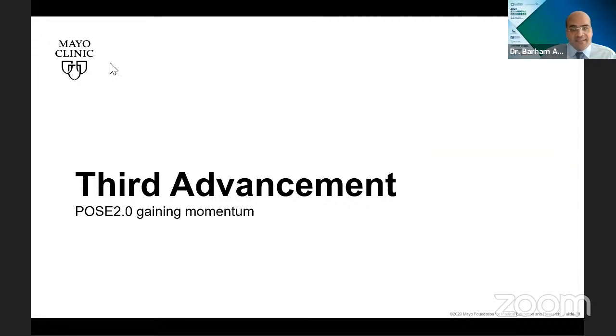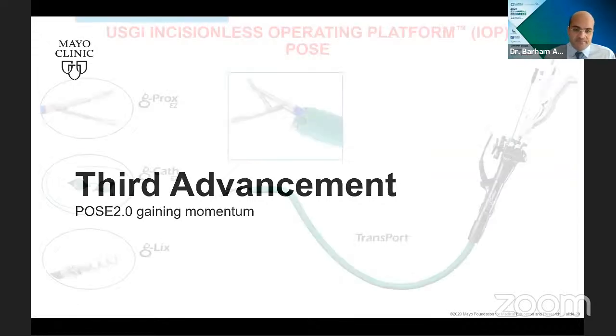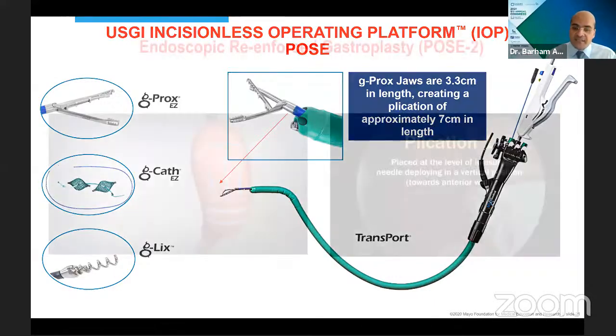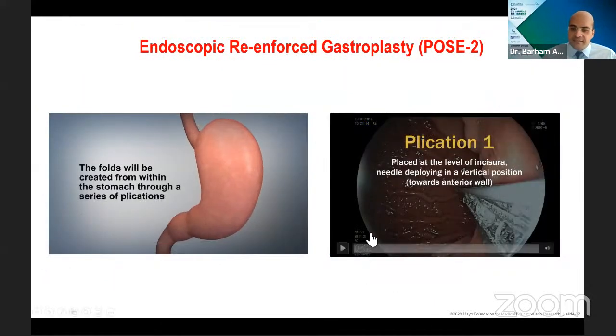The third advancement in the field of endoscopic gastroplasty is that the POSE 2.0 procedure is gaining significant momentum. The POSE 2.0 procedure is performed with this incisionless operating platform that utilizes this device called G-Prox in order to introduce about 7 centimeter plication. These are full thickness plications, anchored by these two baskets in order to create endoscopic sleeve gastroplasty-like changes in the stomach.